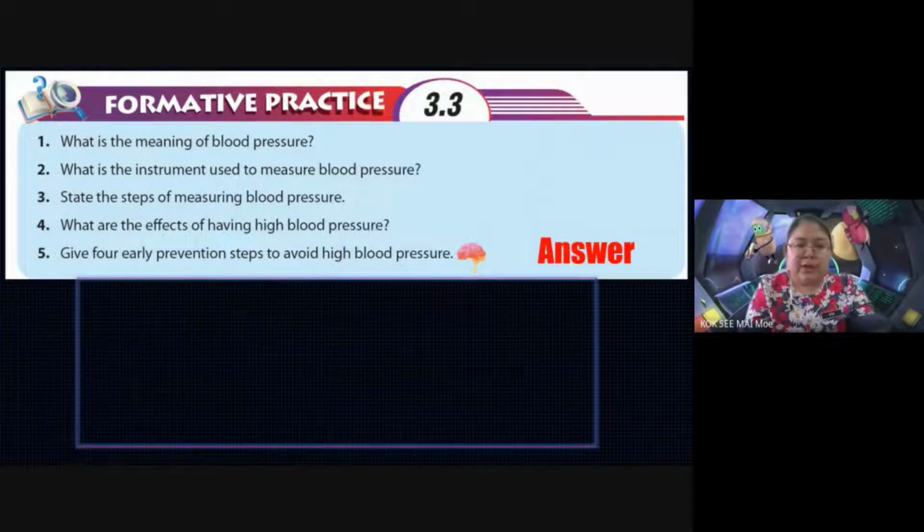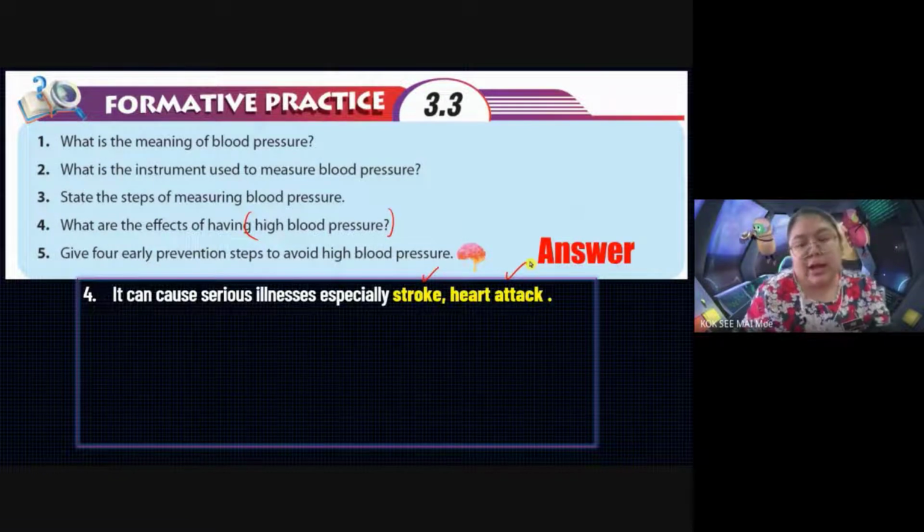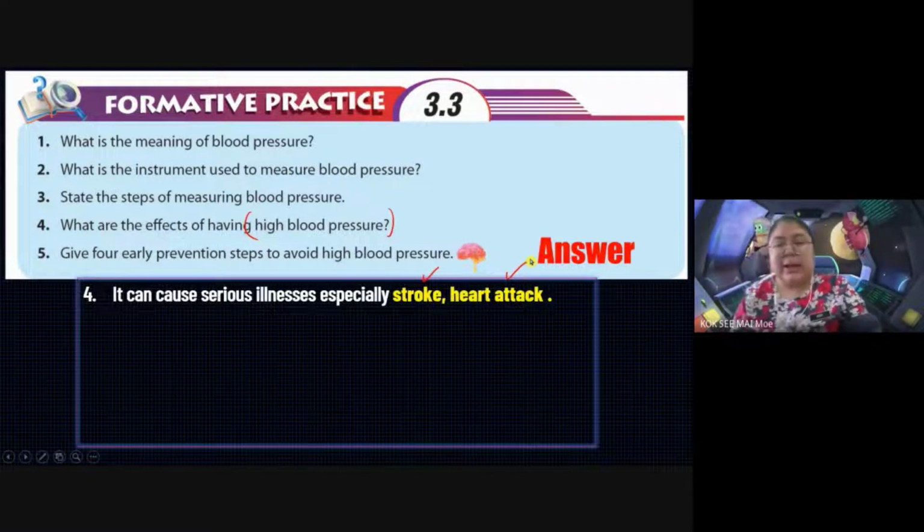What are the effects of having high blood pressure? Just now I showed you already the effects of high blood pressure. They cause illness. That means you give 2 or 3, that's enough. Stroke, or you can say heart attack. You can say diabetes some more. This one is an example.